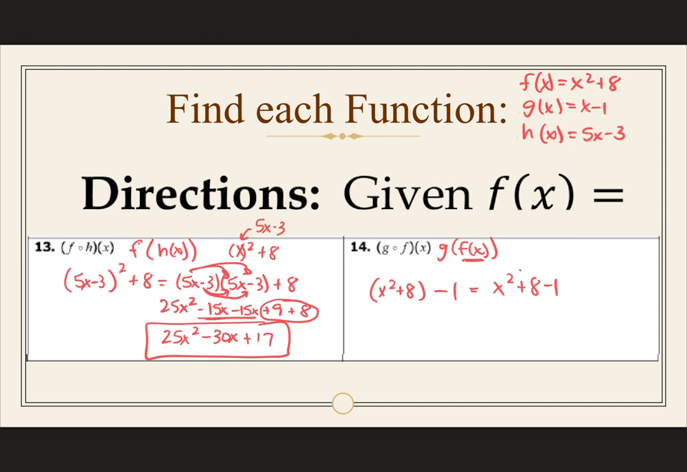So here, I'm just going to combine my like terms, which is positive 8 and negative 1. So I've got x squared and then plus 7. And that's my answer.